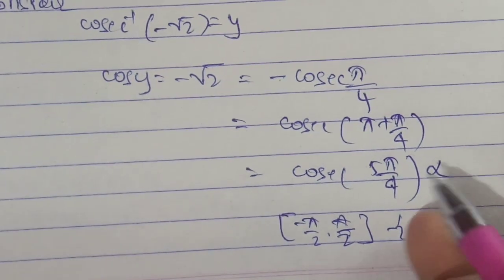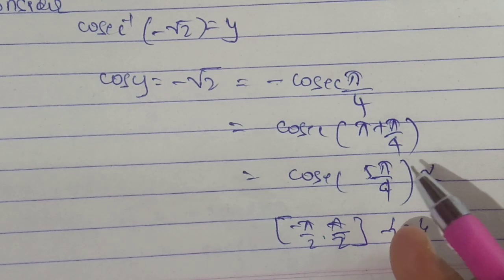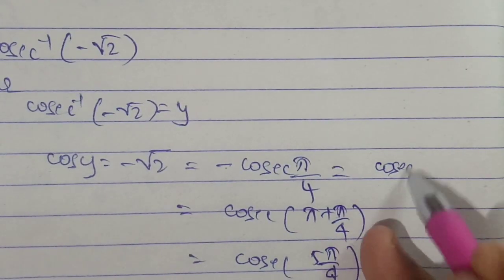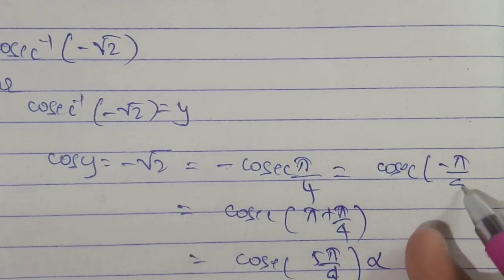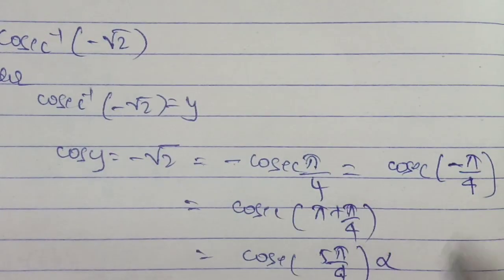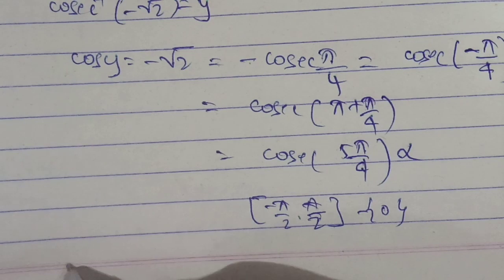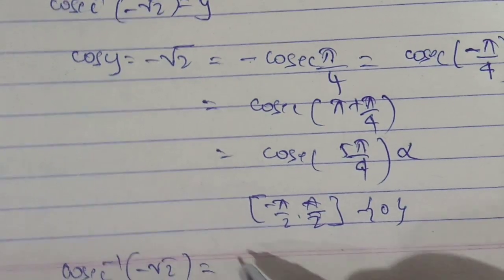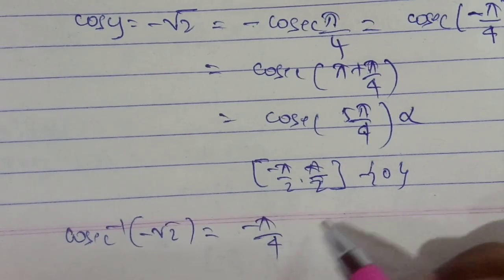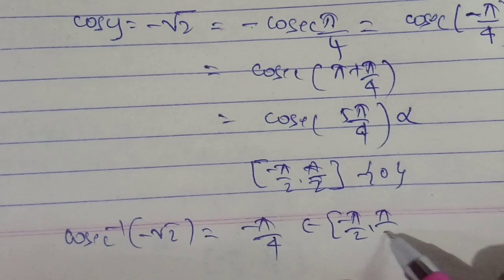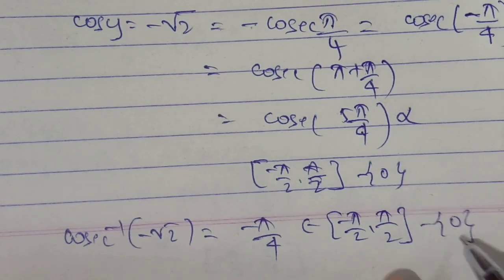We know that cosecant theta is 1 by sin theta, and sin of minus theta is equal to minus sin theta. I am writing cosecant of minus pi by 4. I get the same answer, minus root 2. Therefore, cosecant inverse of minus root 2 is equal to minus pi by 4, which belongs to the closed interval minus pi by 2 comma pi by 2 minus 0.